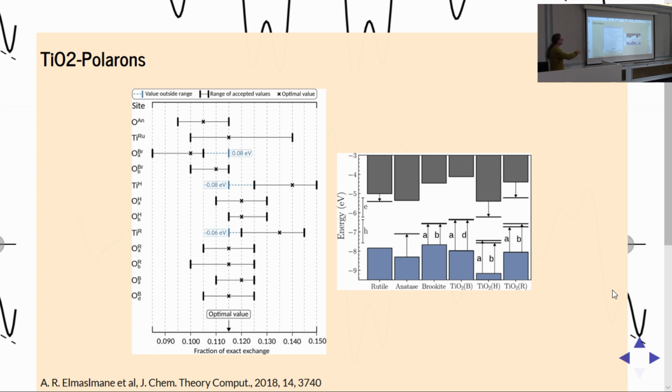And so what we're plotting is the range of values where this condition, that the single particle and the ionisation potential calculated from the whole system are in agreement. And round about 11.5% exact exchange, it fits almost every defect that we considered, every polaron, hole or electron in these 5 different phases of titanium are all reasonably described by this functional.